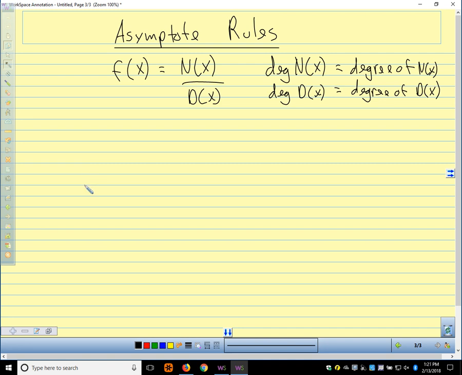All right, so the asymptote rules are really easy. The graph of f of x has a vertical asymptote.